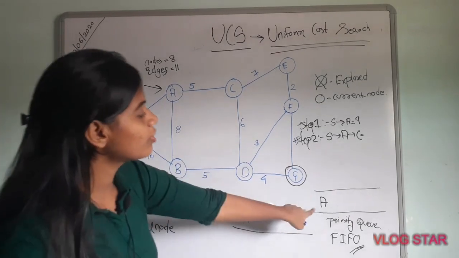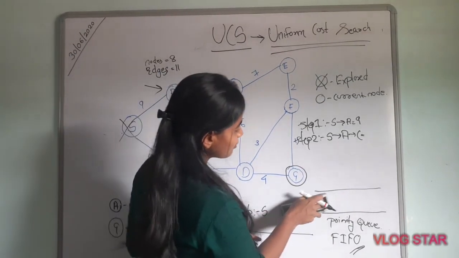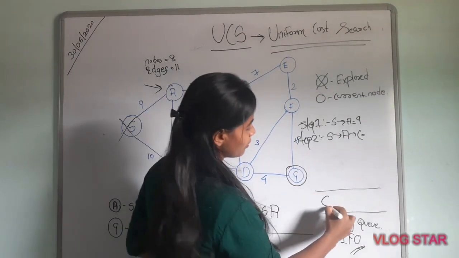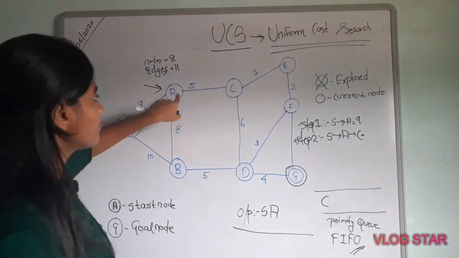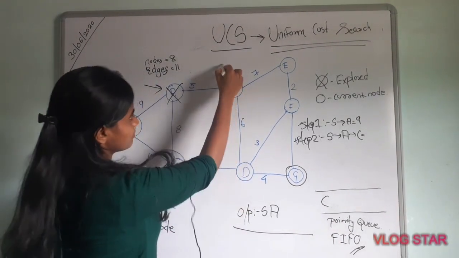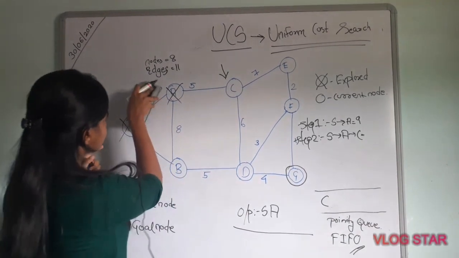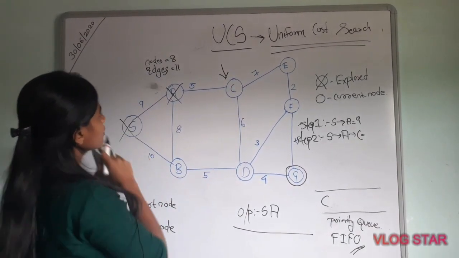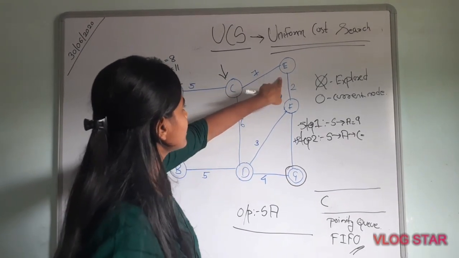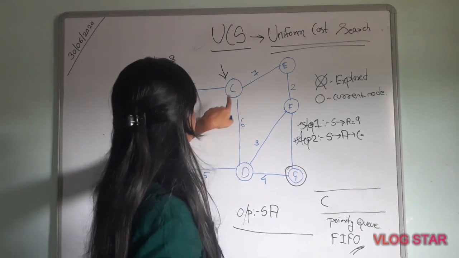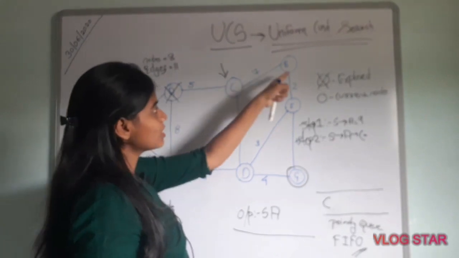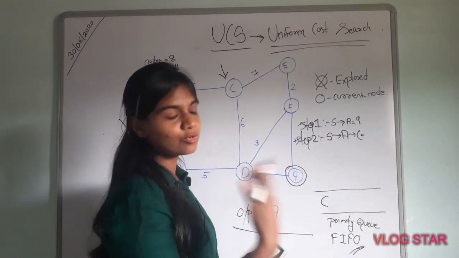For that, first we have to dequeue A. I will first dequeue A and I will enqueue C. After that I will mark A as explored, and I will put C as the current node. Now C is connected to E, and C is connected to D, and C is connected to A also, but A is already explored, so we don't take the explored one, we take the unexplored ones and move to the further node.